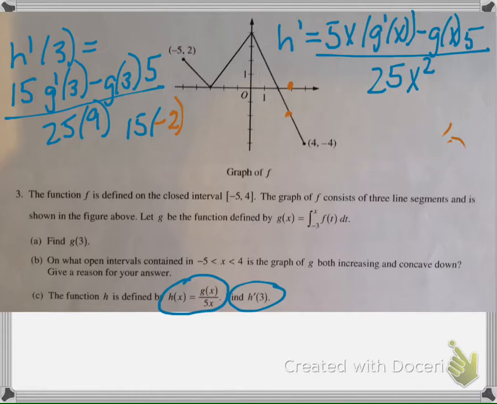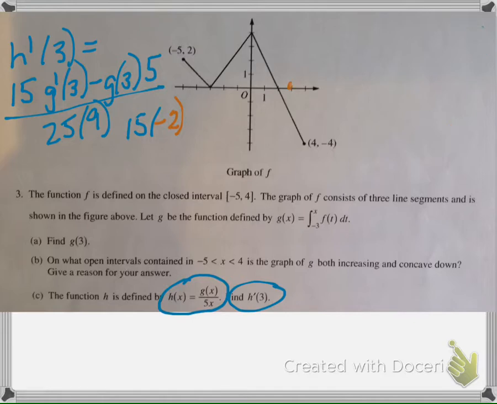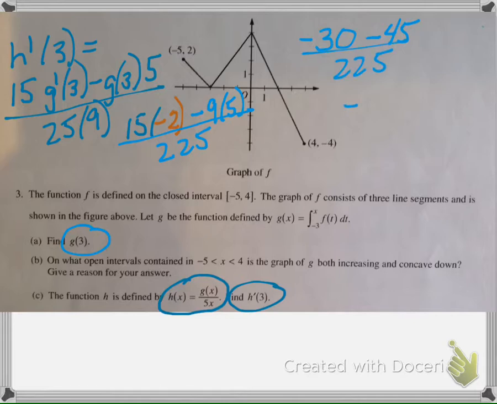Just make some room here. Okay, minus g of 3. So g of 3 we did in part A over here. We found that that was equal to 9. So minus 9 times 5 all over 225. Okay, and 15 times negative 2 is negative 30. Negative 9 times 5 is negative 45. This gives us negative 75 over 225, and that could be reduced to a negative 1 over 3.